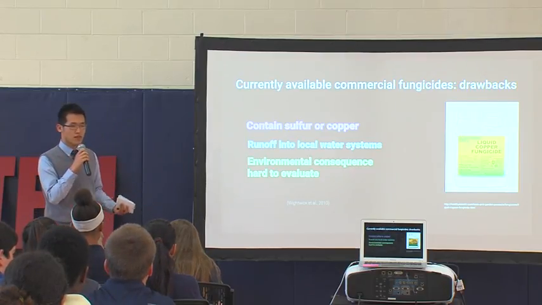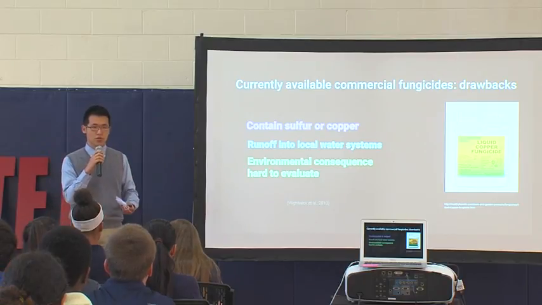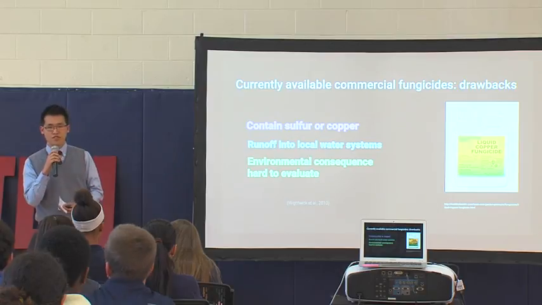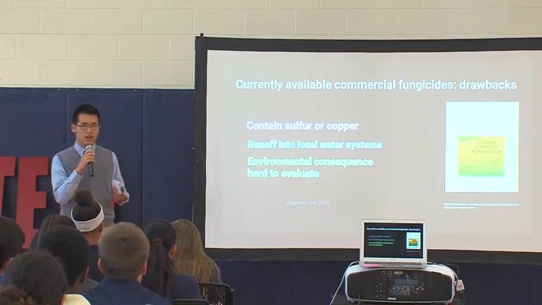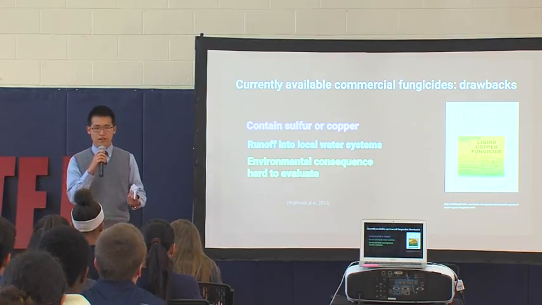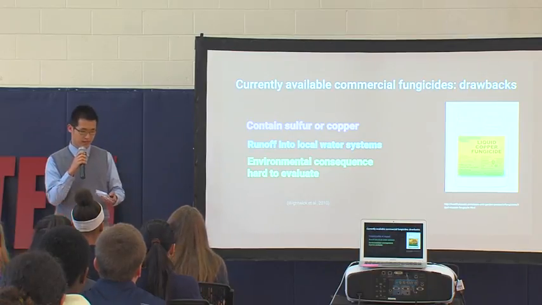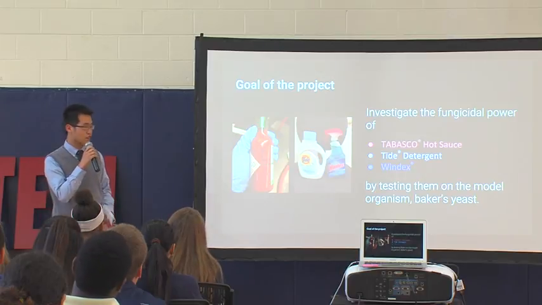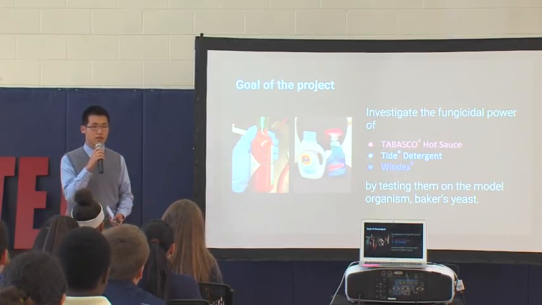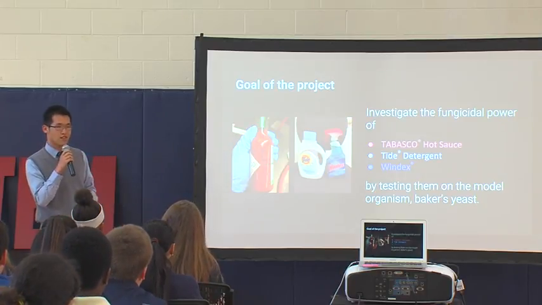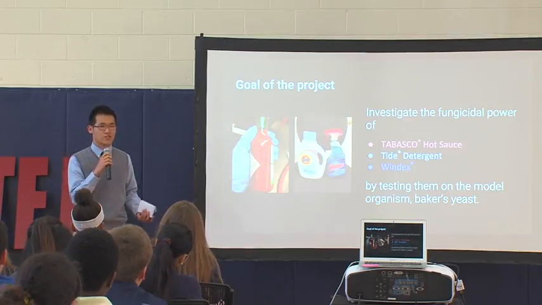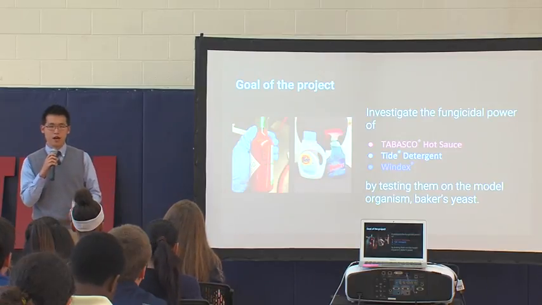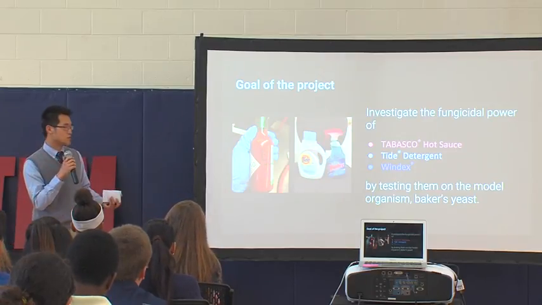Inspired by these drawbacks, I began my research to explore the fungicidal capability of 3 alternative fungicides, to figure out which are most effective as fungicides and environment friendly. The 3 alternative fungicide options that I chose, as you can see on the slide, are Tabasco hot sauce, Tide detergent, and Windex. You may wonder why I chose these compounds instead of others, other than the fact that they're all very common household products, and here are the reasons why.